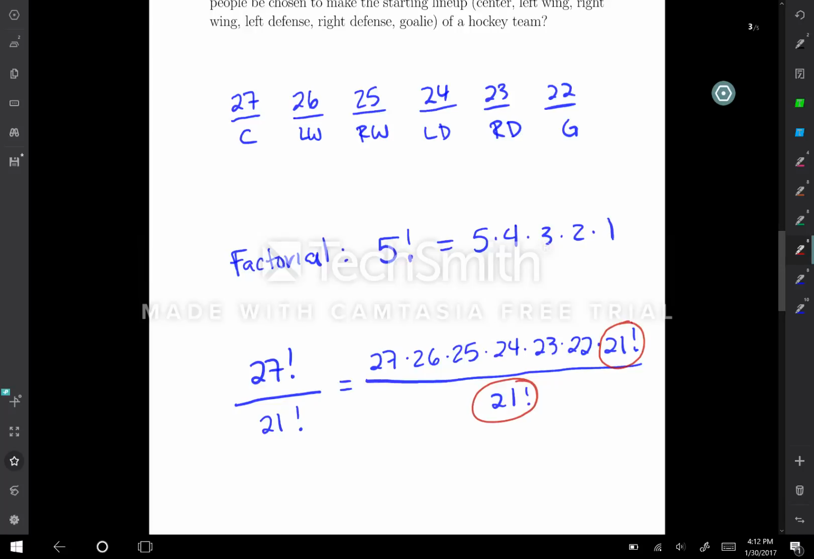factor of 1. So this is just a little bit more compact notation we might use to express 27 times 26 times 25 times 24 times 23 times 22. But if you left it in the expanded form, that's okay too.